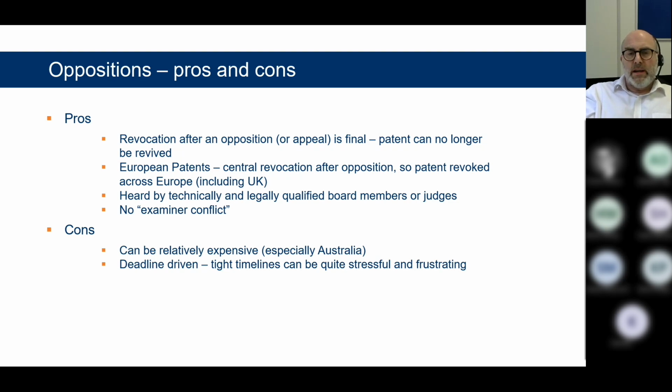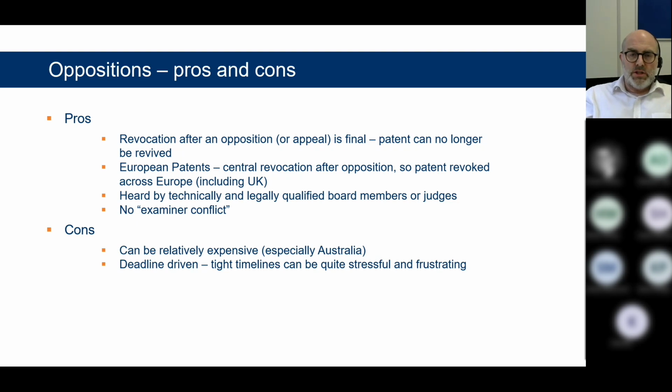One of the pros, I put it here, is that there's no examiner conflict. What do I mean by this? Well, with third-party observations, your observations go to a patent examiner, and sometimes patent examiners might think, well, do you know what? I know more than whoever's filing these anonymous third-party observations. I still think this patent should be granted, and I'm going to grant it irrespective of the arguments. When you file an opposition, the examiner isn't involved, or is not often involved, and instead it's heard by a board or a judge. So you remove that examiner conflict, and somebody who's incredibly impartial will have a look at all the arguments and the facts.